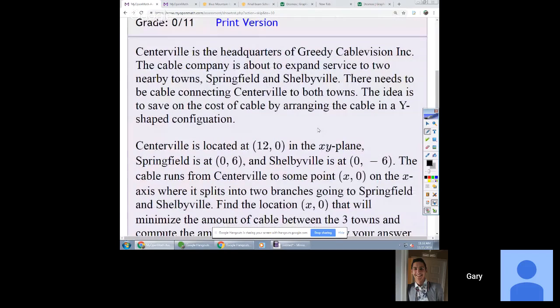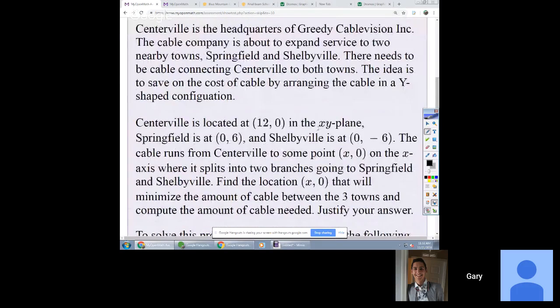All right, Centerville is the headquarters of Greedy Cablevision Incorporated. The cable company is about to expand service to 2 nearby towns. There needs to be a cable connecting Centerville to both towns. The idea to save on cost of cable is arranging the cable in a Y-shaped configuration.